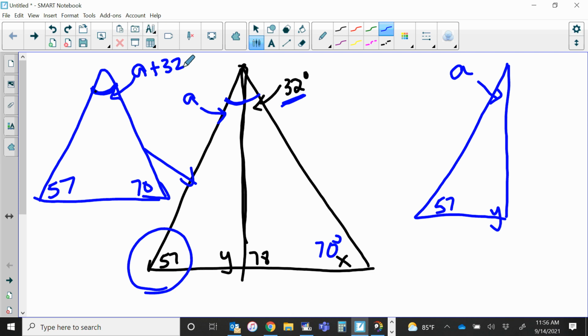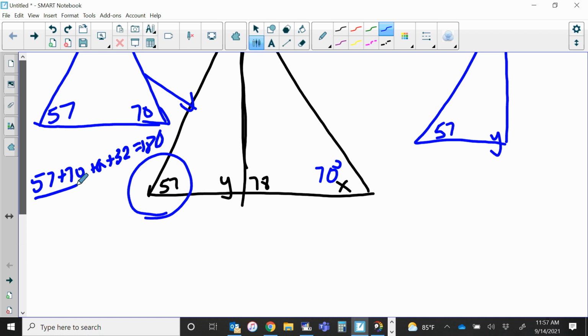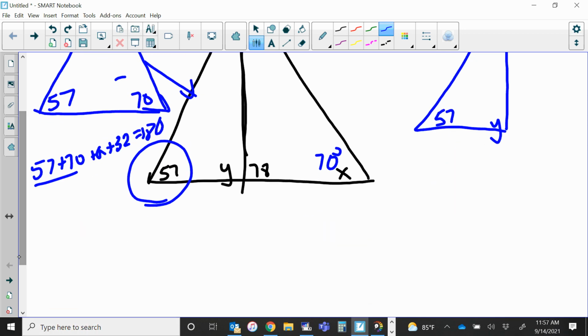Well, don't I know that 57 plus 70 plus A plus 32 has to equal 180? Are you with me? I can combine all these like terms down here. And when I do that, 57 plus 70, what is that? 127 plus 32.